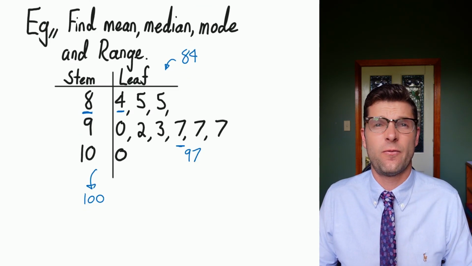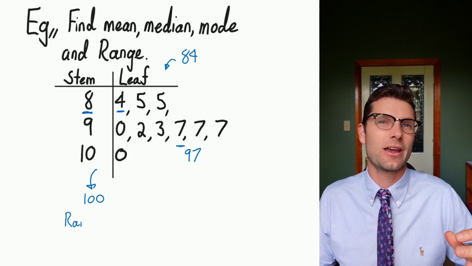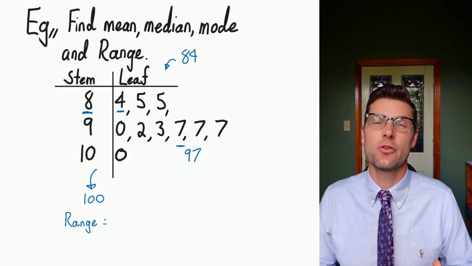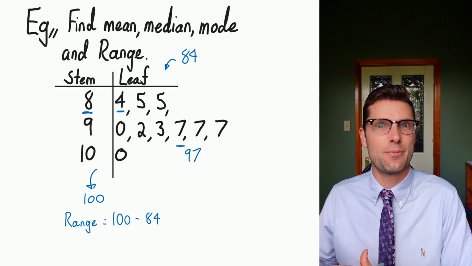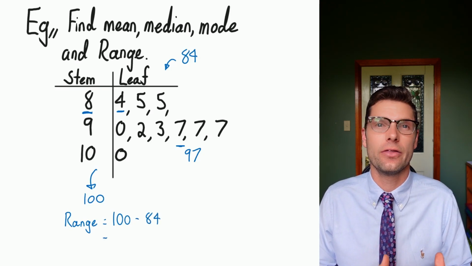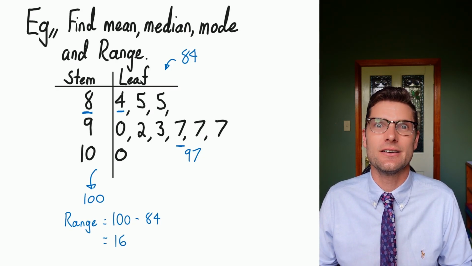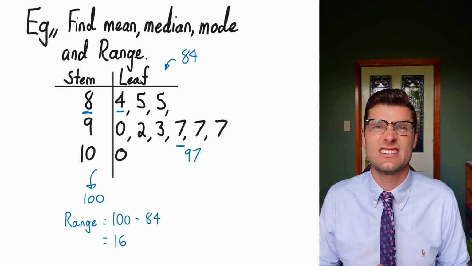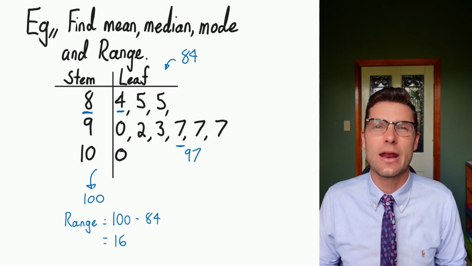So we've got to find these four measurements of these data sets, and I'm going to start with the easiest two. We're going to start with the range and the mode. The range is the highest number minus the lowest number. So 100 is our biggest minus the 84 at the very start, and this is just equal to 16. That is our answer. A question like this is really just saying, hey, can you read the stem and leaf plot? If yes, you get a mark.